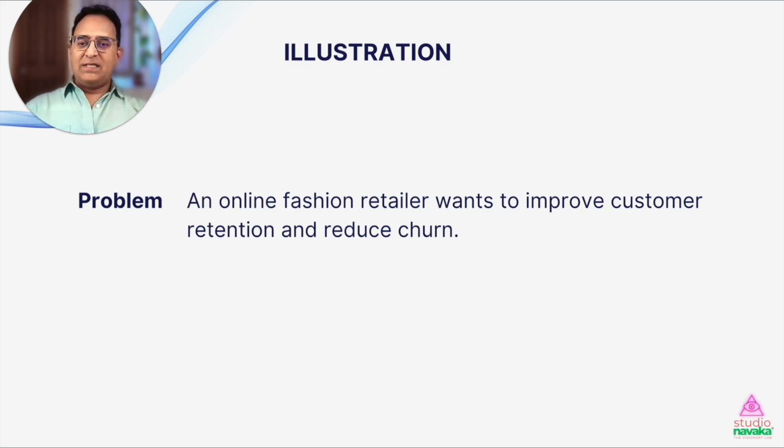In today's example, I'm talking about a problem where an online fashion retailer wants to improve customer retention and reduce churn. Isn't this one of the biggest problems e-commerce platforms have today? Everybody wants to sell more and outsell the competition. So let's take this as an example and look at how our information should be designed and what the predicted outcome of each phase should be.